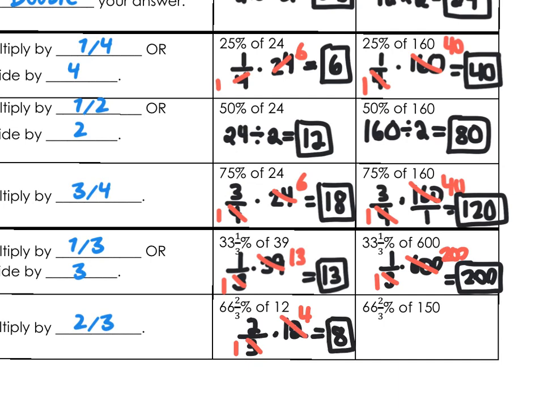Okay, 66 and 2/3% of 150. You take 2/3 of 150, so you divide 150 by 3, and so that's going to be 50, and then you multiply it by 2. 2 times 50 is 100.